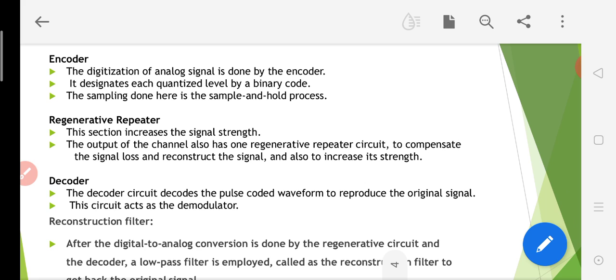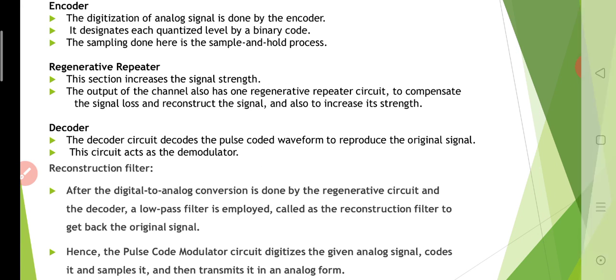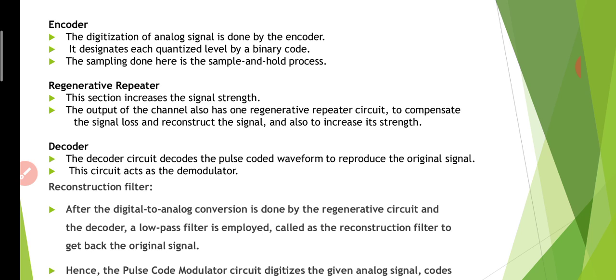Encoder. The encoder is the digitization of the analog signal. Next, you just recall the elements of the digital communication block diagram. After the source coder, there is a channel encoder. The digitization of the analog signal is done by the encoder.